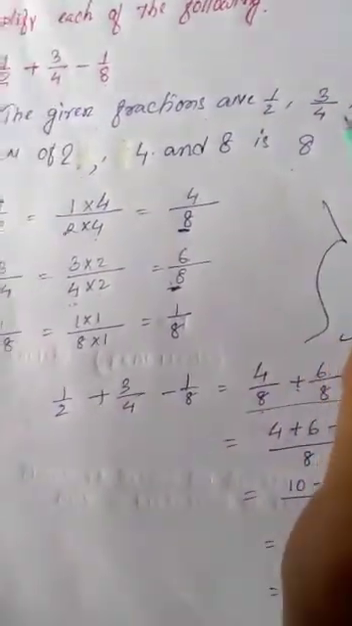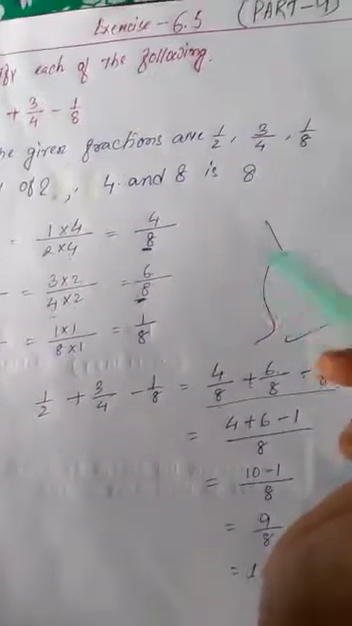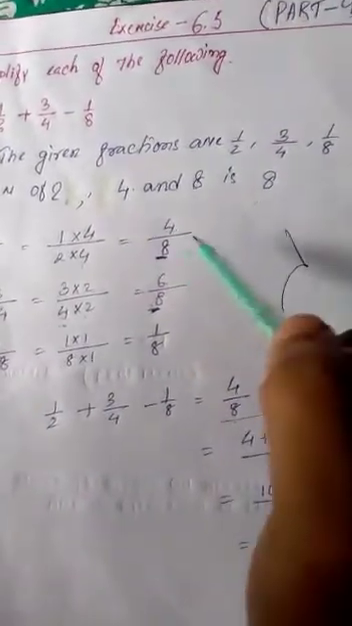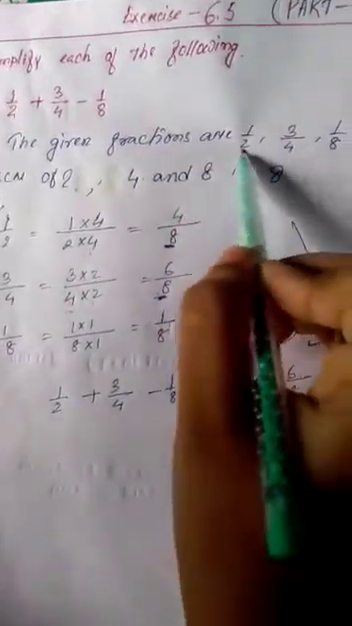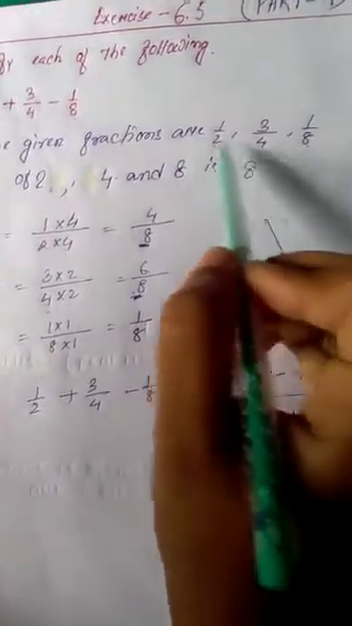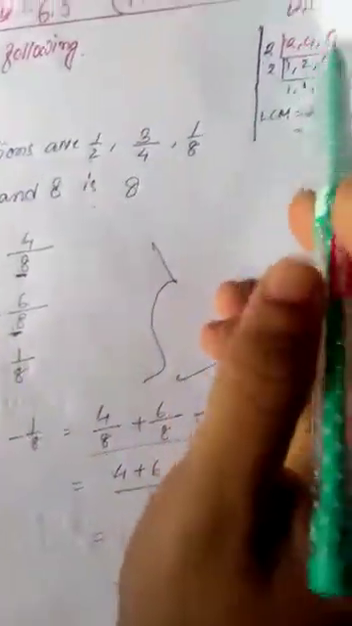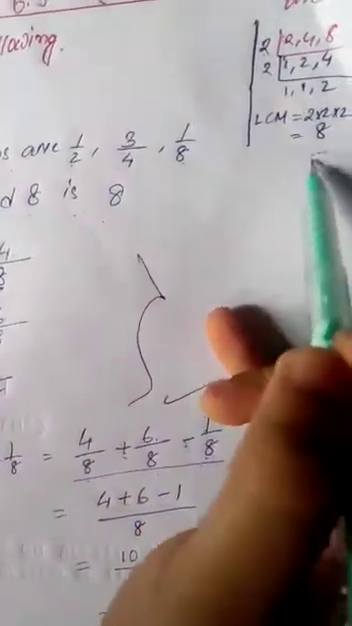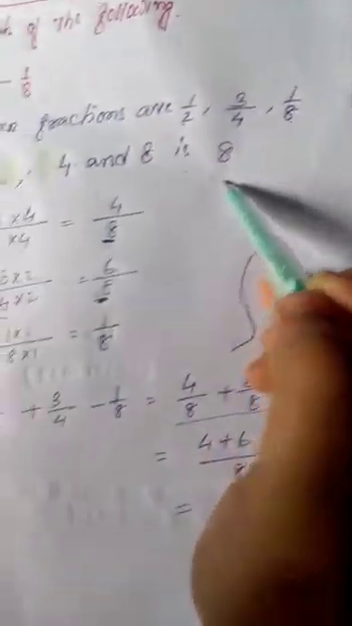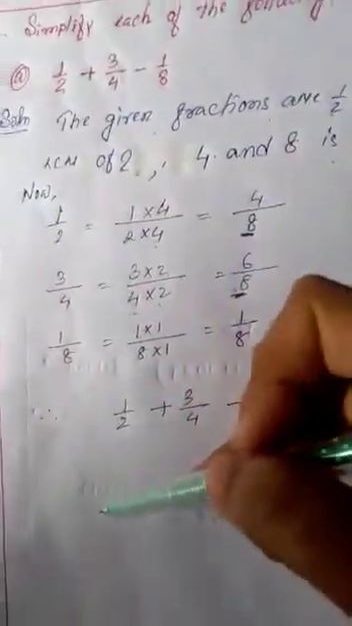So what we have to do as the next step is find the LCM. The denominators are 2, 4, 8. So the LCM of 2, 4, 8 is this; I have shown the LCM work. It's 8. Alright children, now what do we have to do, students?